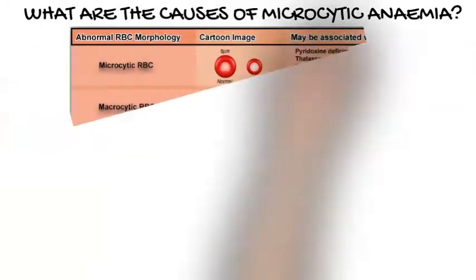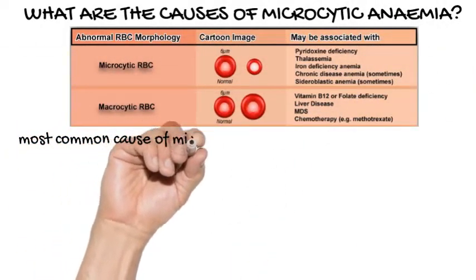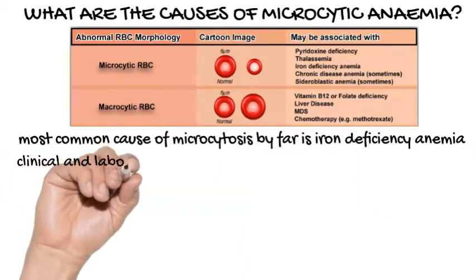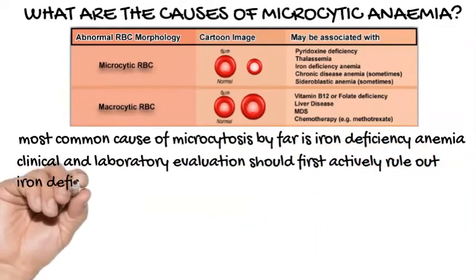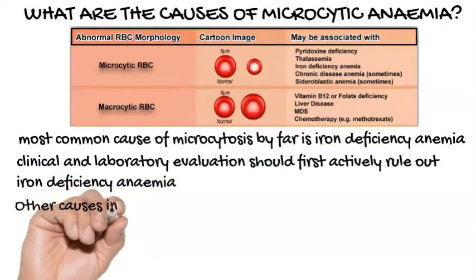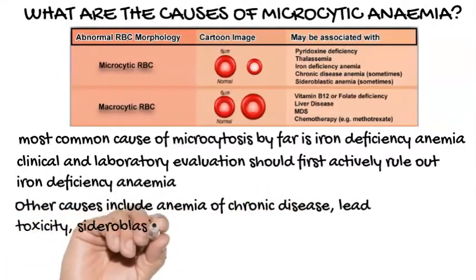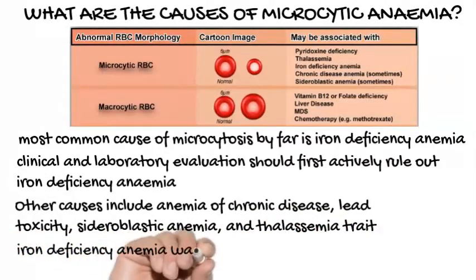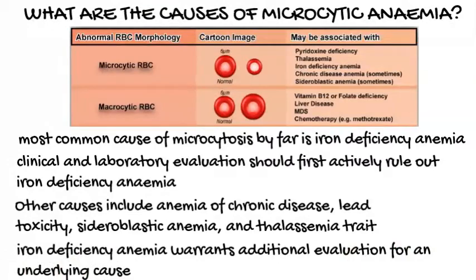What are the causes of microcytic anemia? The most common cause of microcytosis by far is iron deficiency anemia. Therefore, the clinical and laboratory evaluation should first actively rule out iron deficiency anemia. Other causes include anemia of chronic disease, lead toxicity, sideroblastic anemia, and thalassemia trait. The diagnosis of iron deficiency anemia warrants additional evaluation for an underlying cause.